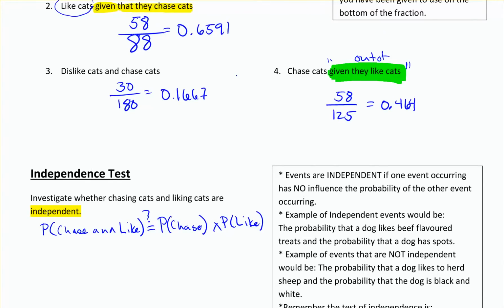The probability that they chase cats was 125, or was it the other way around? Oops.